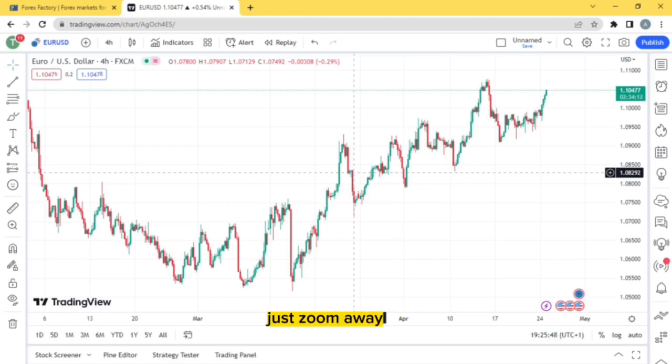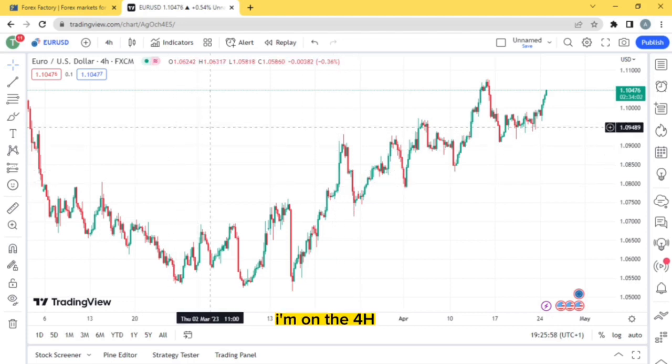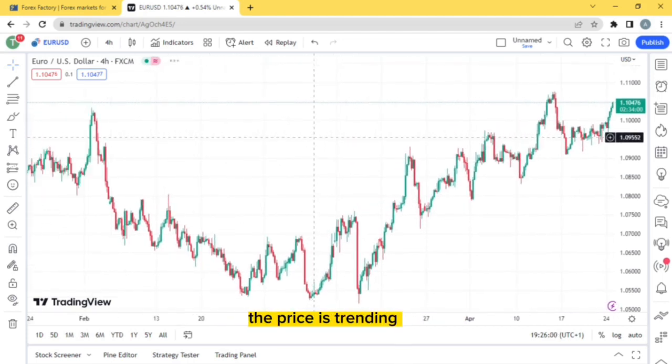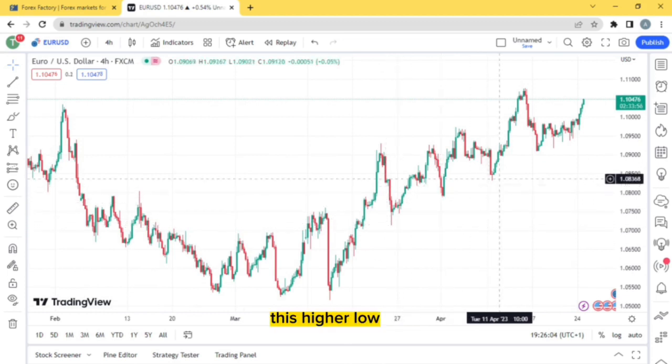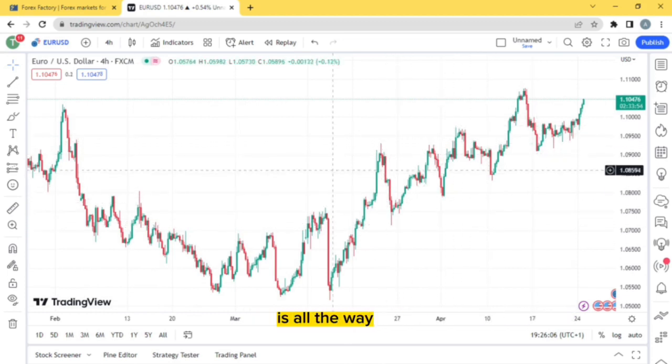It's very simple. Just zoom away from what the price is currently telling you, and you'll see what Euro USD is telling you from a larger time frame. Okay, so now I'm on the 4-hour and I can see clearly that price is trending to the upside. So this is a higher low, this is a higher low, this is a higher low, this is a higher low, and these are higher highs all the way to the upside.